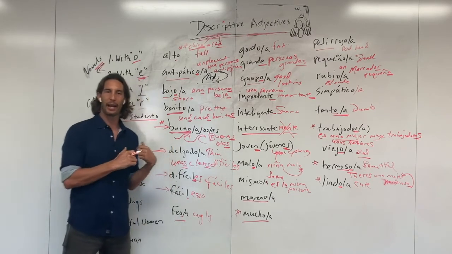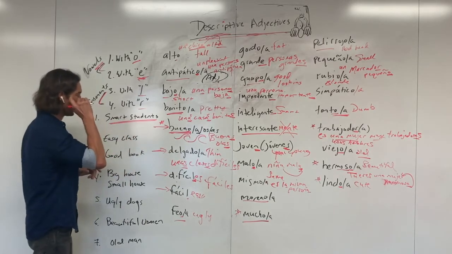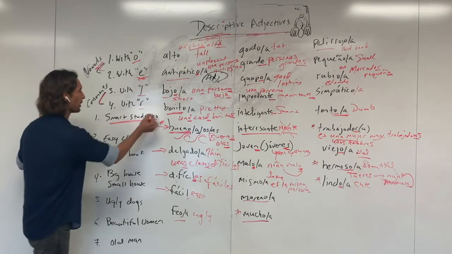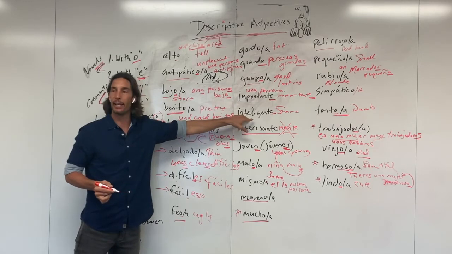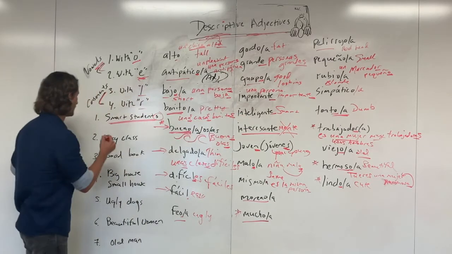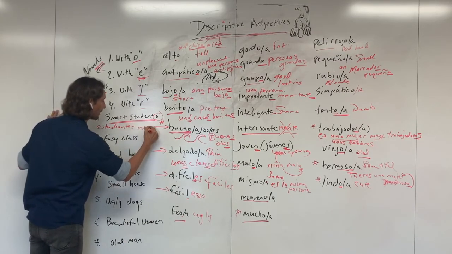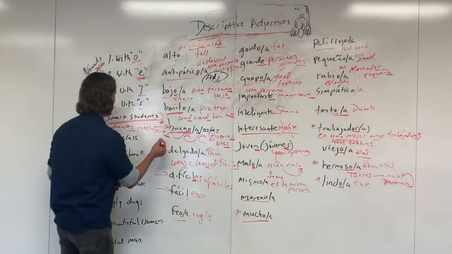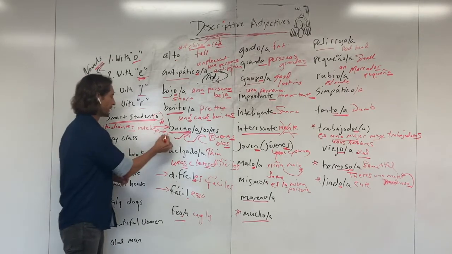Let's take a look at how to actually use these over here. I put some examples here just to sort of mess around a little bit. So let's check them out. So we have smart students. So notice we have this plural, right? Smart is, there it is, inteligente, and then we have students, right? So we have estudiantes inteligentes, right? Estudiantes inteligentes. Notice estudiantes, plural, and then we'll just put the smart students, so los estudiantes inteligentes.